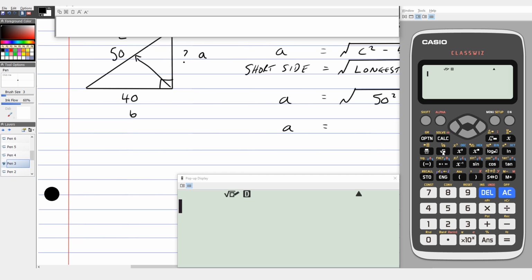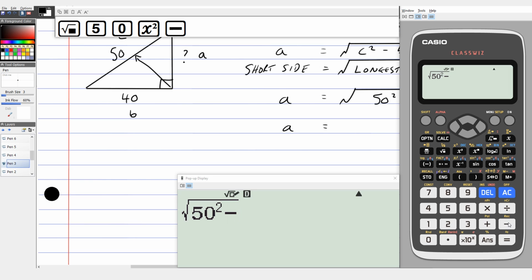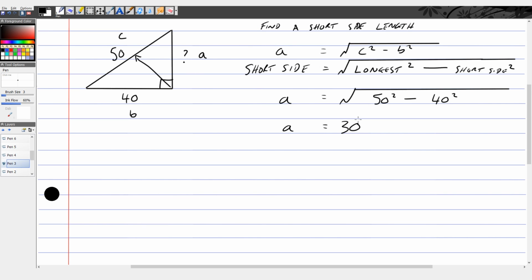So we put the square root sign of 50 squared, take away, and we always use take away when we're finding a short side. And when we're finding a short side, we always start with the square of the longest one. So square root of 50 squared minus 40 squared is 30. So the length of the unknown side is 30 units. It'll have the same units as all the other sides. That wasn't too bad, was it?